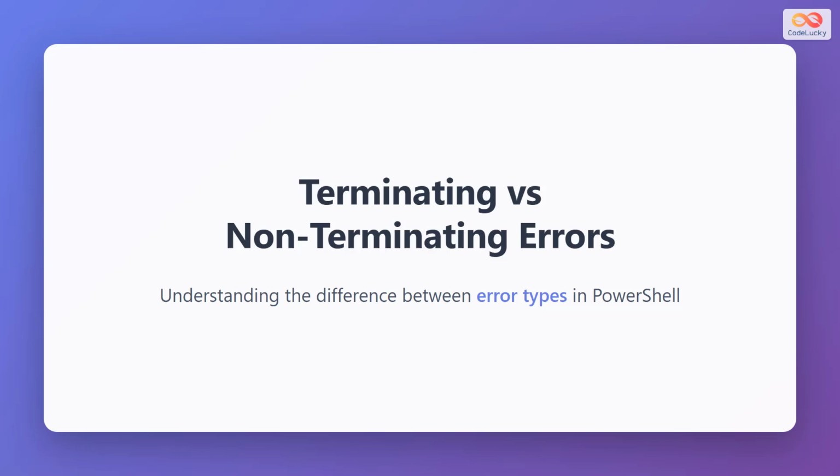Today we're going to explore one of the most fundamental concepts you need to understand when writing PowerShell scripts: the difference between terminating and non-terminating errors. Understanding these two error types is crucial because they behave completely differently, and knowing when to use each one will help you write more robust and reliable scripts. By the end of this video, you'll know exactly how each error type works and when to use them in your own code.